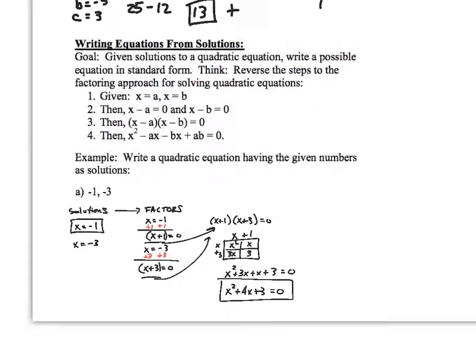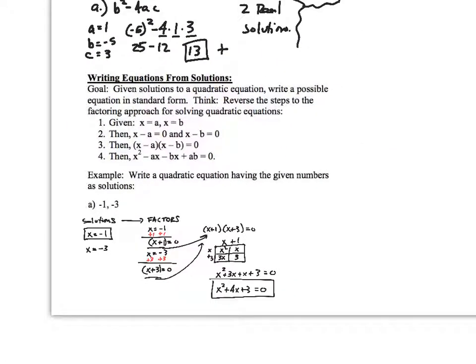So we're writing that equation based off of our solutions. Now this one's pretty easy to do because we've got just nice, neat numbers. So I've got my solutions, turn them into factors, and then go from there and multiply them to get my answers. Now we're going to do a couple problems on the next page, and they're going to be a little bit trickier. So bear with me.